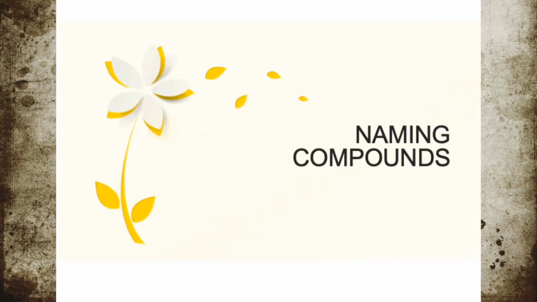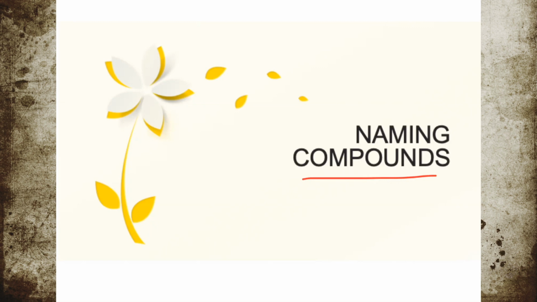Our topic for today is naming compounds, specifically ionic and covalent compounds. When we talk about a compound, it is a substance composed of two or more elements combined in a specific ratio and held together by chemical bonds.